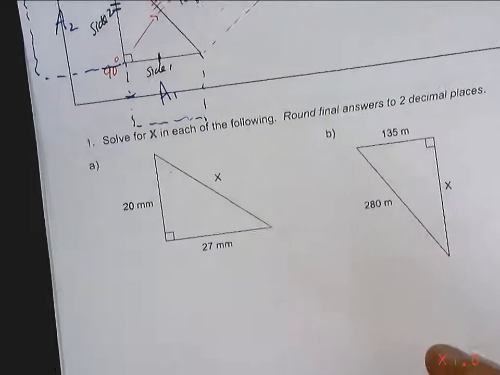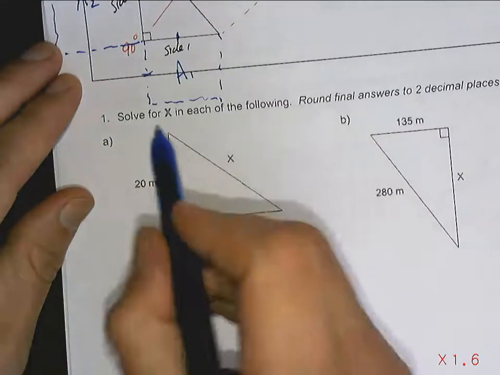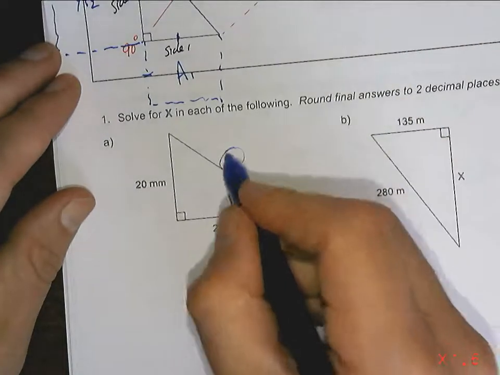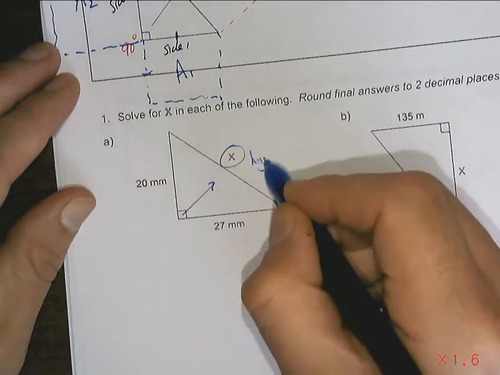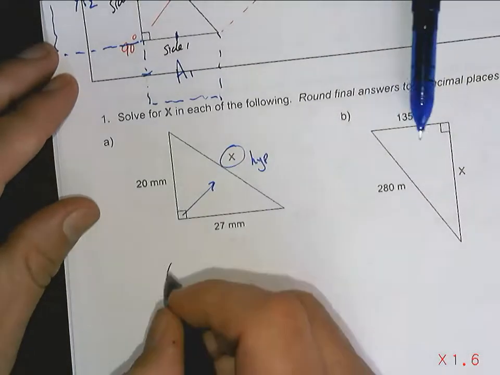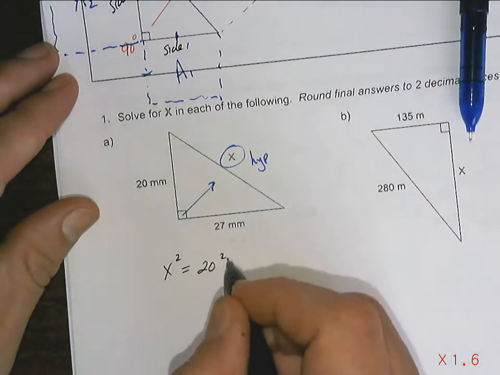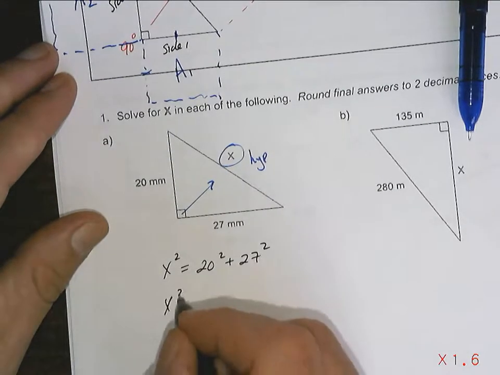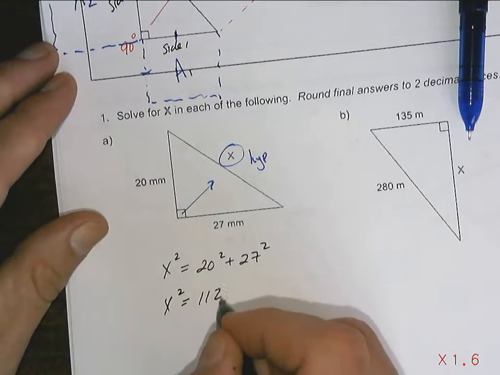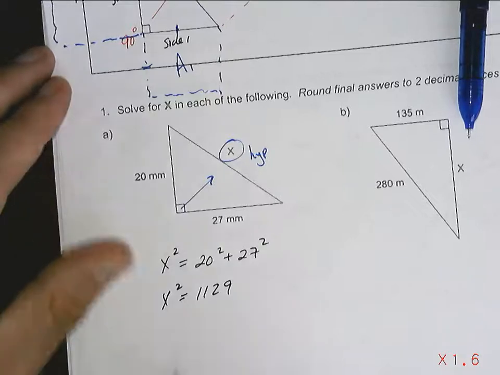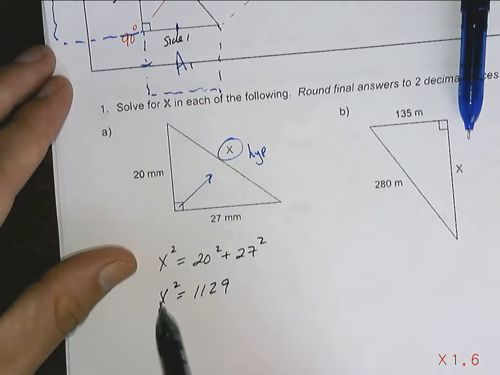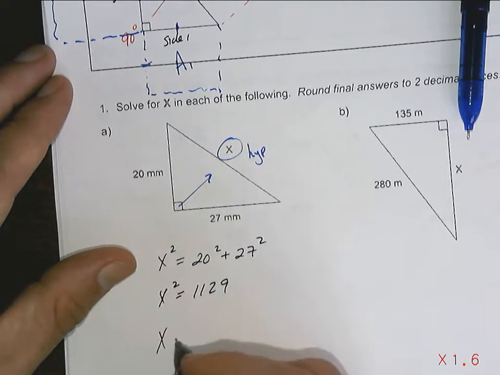Okay, so over here, we're looking at this question. Solve for x in each of the following. Round your final answer to 2 decimals. So x is the hypotenuse. So it's going to be x squared equals 20 squared plus 27 squared, which is x squared equals 1,129. But that's the answer to x squared. We want to know what number will be multiplied by itself, so there's 2 of them, to get that. So we're going to take the square root of that.